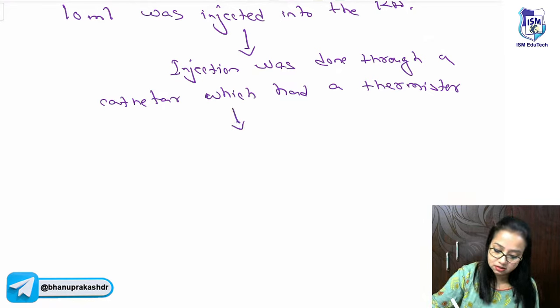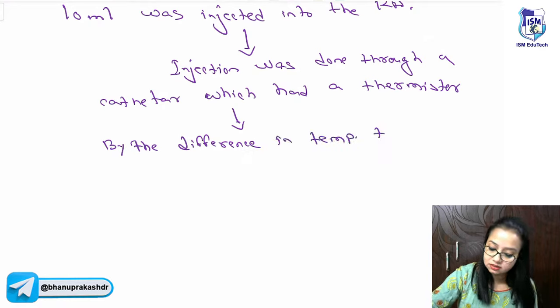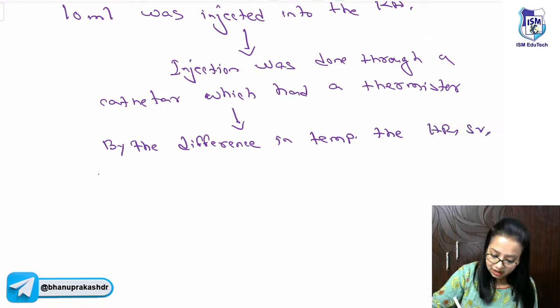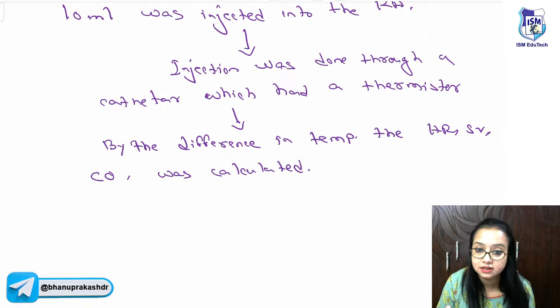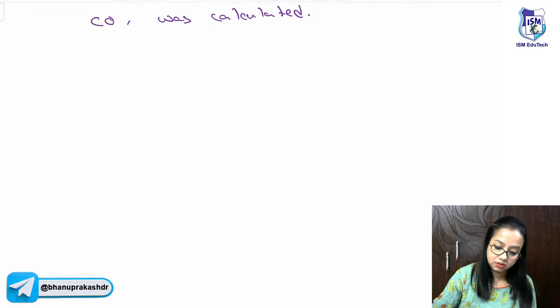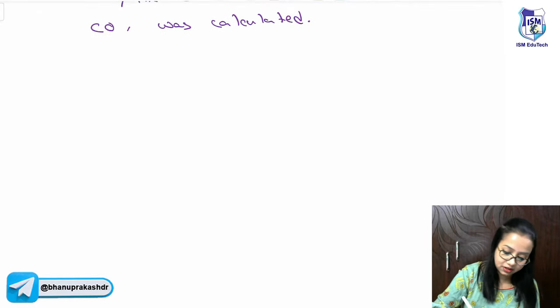So by the difference in temperature, the heart rate, stroke volume and ultimately cardiac output was calculated. But again, this process was also full of errors. So that also did not give an appropriate finding of the cardiac output. It was full of error and it became obsolete.